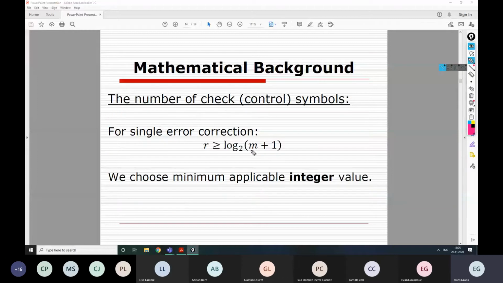Actually, it turns out that not always we will have m such a convenient value that it would give us a precise value. For example, let's consider m equal 10. In this case, log 2 of 11 would actually be something between 3 and 4. It would be a fractional number which we need to round. And we always select the higher value because of the same reason.